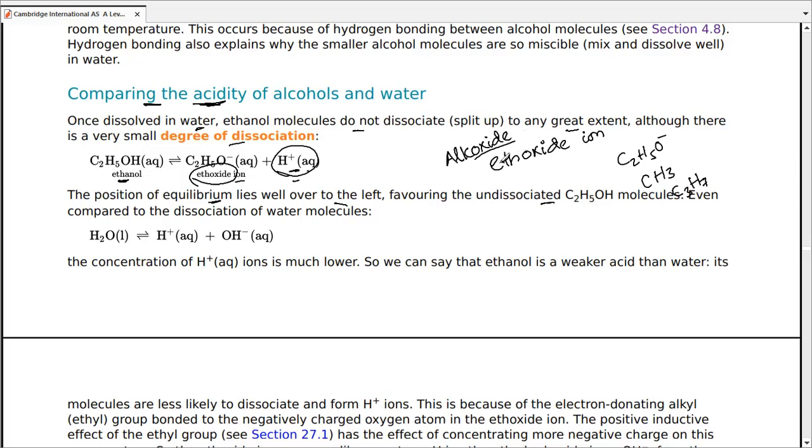Don't forget the prefix, because they're not always going to go for ethoxide. They may use meth or prop or but. So you should be able to come up with a name appropriately. Moving on.